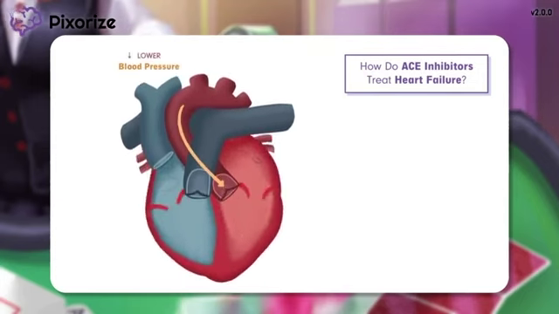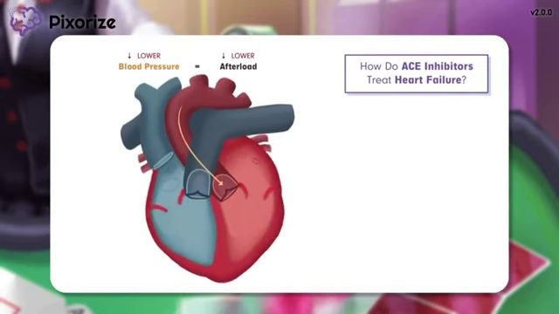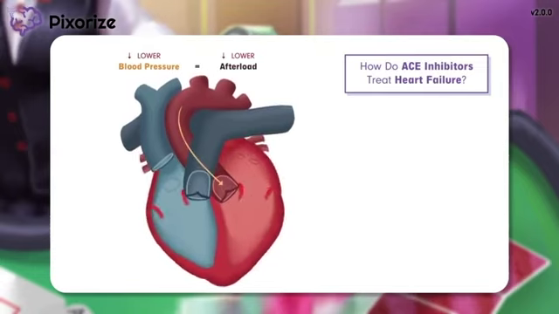Another word for the resistance pushing back on the aortic valve is afterload. In case you need a refresher on afterload, just think of it as the amount of pressure the ventricle has to overcome to eject blood out the aorta. By reducing afterload, ACE inhibitors help treat heart failure.